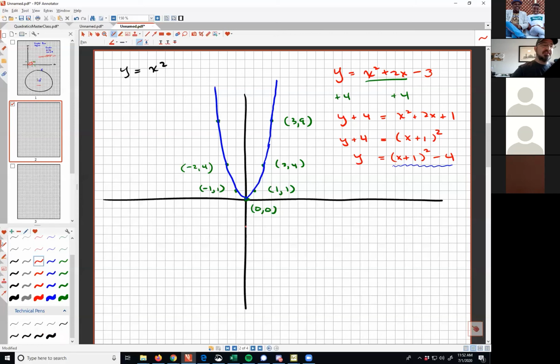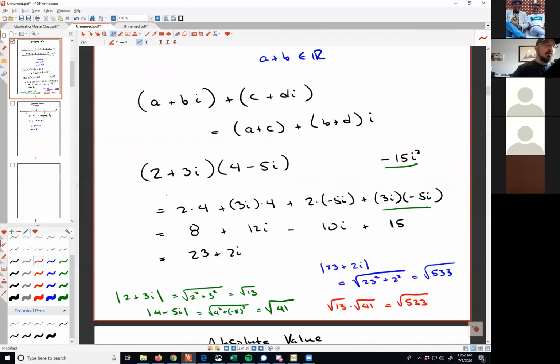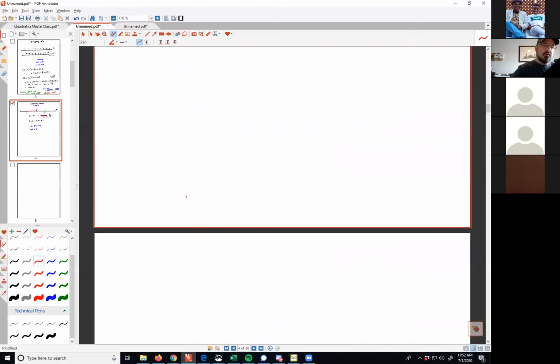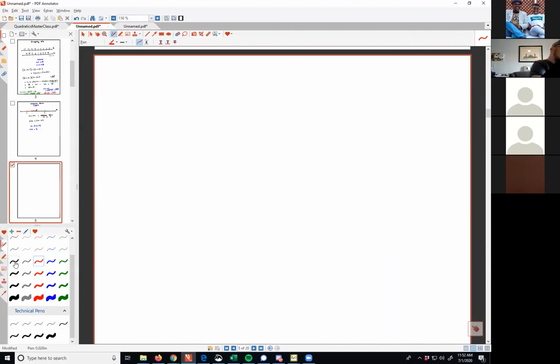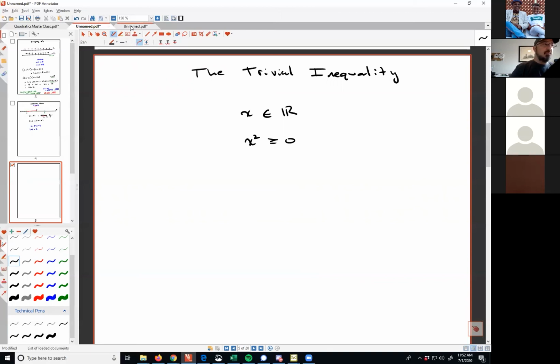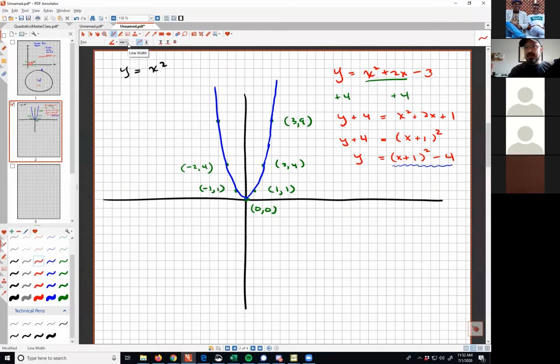And maybe I should ask, what is the smallest possible value of any squared real number? 0. That's right. And we're going to codify that fact into the trivial inequality. If x is a real number, x squared is at least 0. A negative times a negative is positive. 0 times 0 is 0. A positive times a positive is positive. This trivial inequality will wind up playing a tremendous role in mathematics.